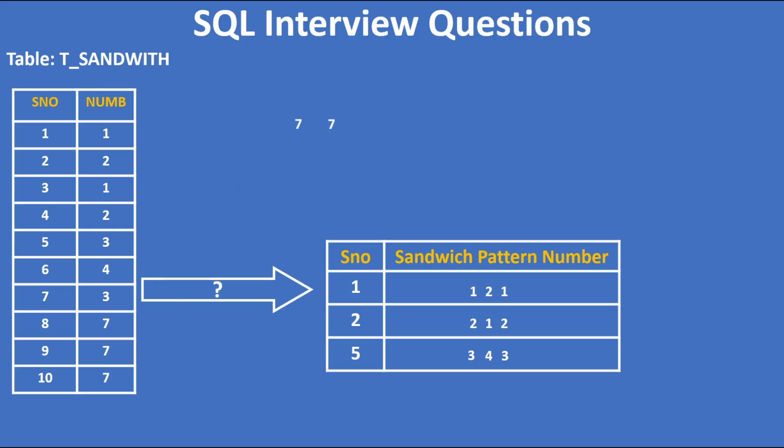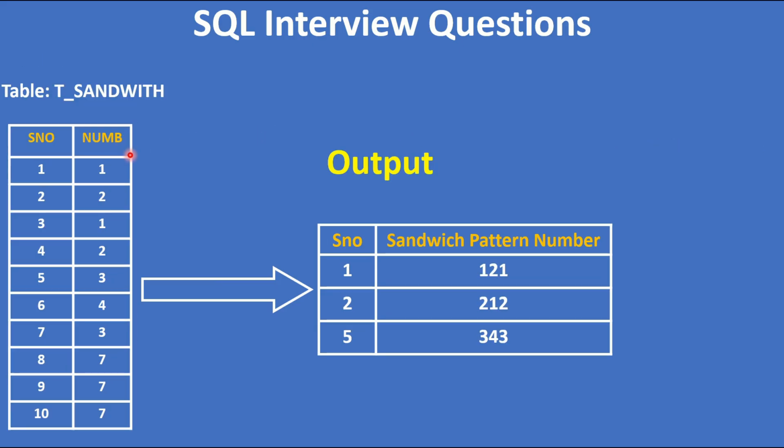For serial number 9, we have 7 7 and the third number is null, so we are missing one number and can ignore this one. For serial number 10, we have 7 only, and the other two numbers are null, so we'll ignore this one. So finally, this is the input and this is the expected output. Now we are going to see how to write the SQL query to get the expected output.